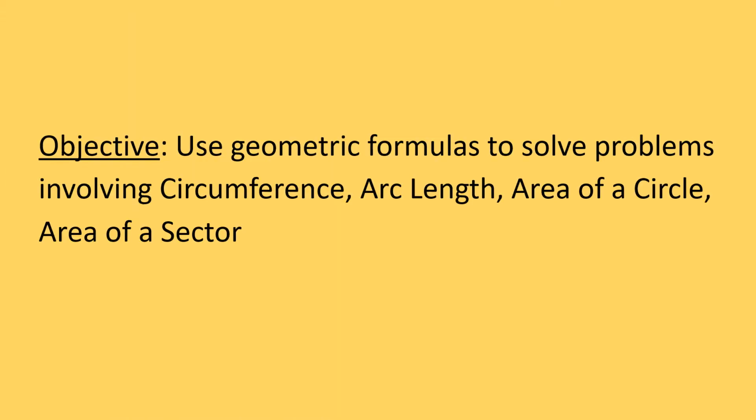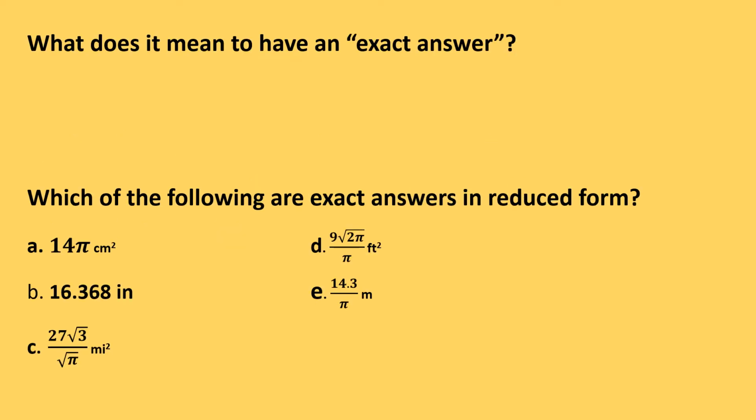Area and circumference. Today our goal is to use geometric formulas to solve problems involving circumference, arc length, area of a circle, and area of a sector. So what does it mean to have an exact answer? In short, exact answers have no decimals. No decimals whatsoever. So even though we're tempted to use 3.14 for pi or to hit the pi button on the calculator, do not do that if we want exact answers.